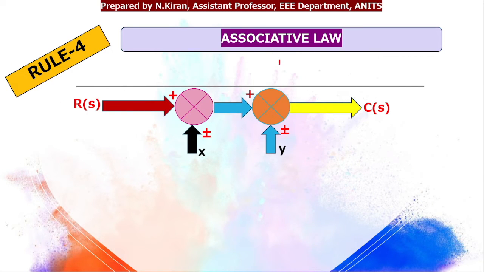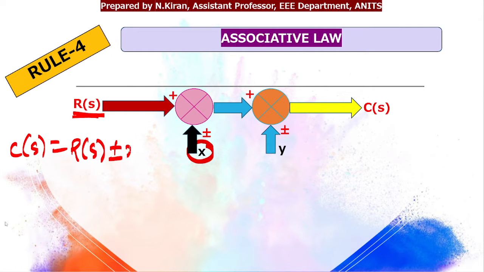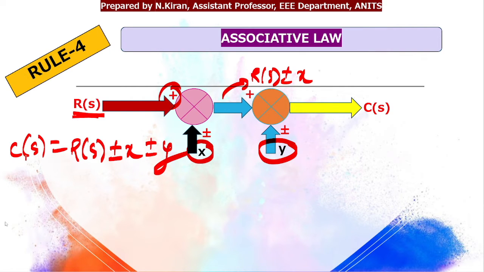Yeah, associative law. So before I apply the rule, you can see here I will need to write the expression for C of S, isn't it? Now R of S signal is getting added by the signal X. So R of S plus or minus X. So this will have R of S and this will have plus or minus X. So here I will get R of S plus or minus X, and again that signal is getting added by another signal plus or minus Y. So plus or minus Y. So that will give me the expression of C of S.